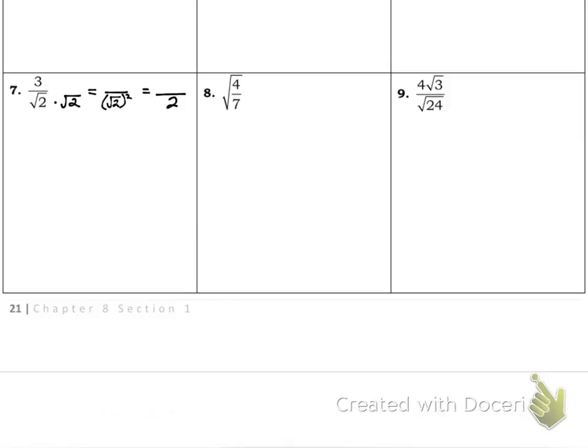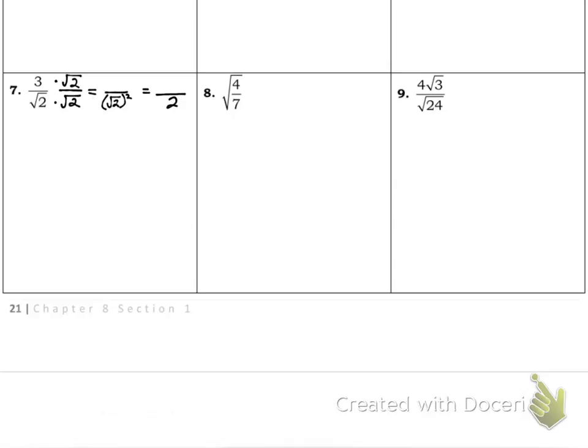Am I allowed to just multiply by a number, though? Can I multiply anything by whatever number I want to? No, you can't. So to keep this equation balanced, you're going to also multiply the top by square root of 2. Because that way I'm multiplying by square root of 2 over square root of 2, which is multiplying by 1. I think I'm okay multiplying by 1.